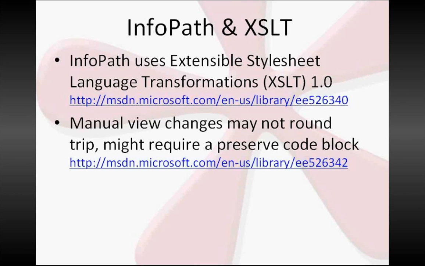Okay. Now, manual view changes. If you save your form as source files and you make manual view changes, sometimes they will round trip, sometimes they will not. And when I say round trip, I mean if you open that form back up in design mode and you make a manual change to the view, sometimes these changes we make in the view or even in the manifest via working with the form source files, sometimes those will be maintained and sometimes InfoPath will blow them away. There's a link here to using preserve code blocks. I really don't like preserve code blocks.